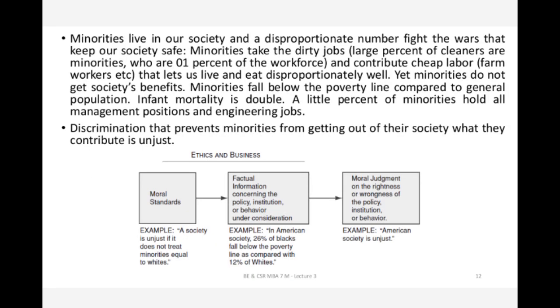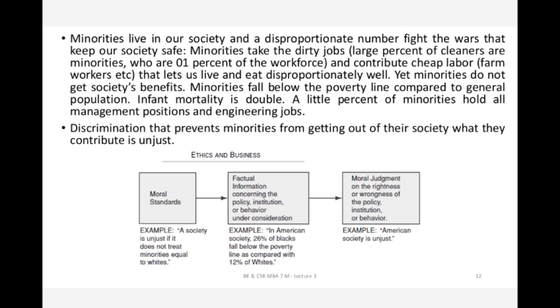Minorities live in our society and a disproportionate number fight the wars that keep our society safe. Minorities take the dirty jobs, a large percent of cleaners are minorities, who are 1% of the workforce, and contribute cheap labor, farm workers etc. That lets us live and eat disproportionately well, yet minorities do not get society's benefits. Minorities fall below the poverty line compared to the general population. Infant mortality is double. A small percent of minorities hold all management positions and engineering jobs. Discrimination that prevents minorities from getting out of their society what they contribute is unjust.